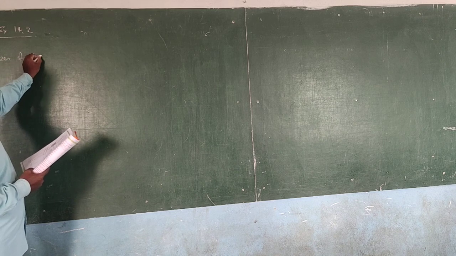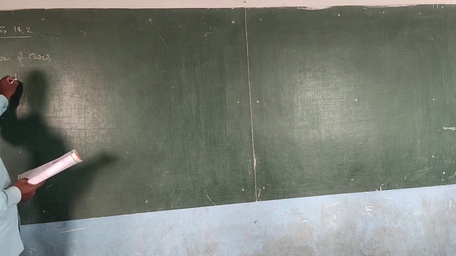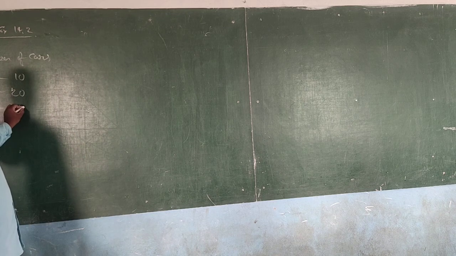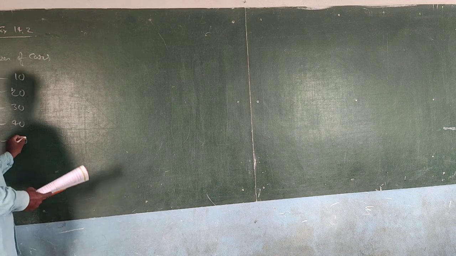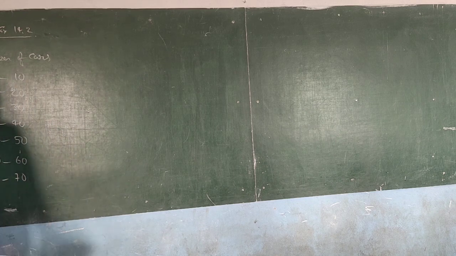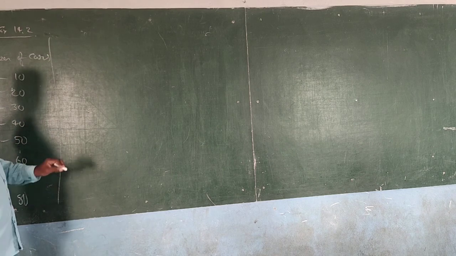Number of cars. Frequency of the class is 0 to 10, 10 to 20, 20 to 30, 30 to 40, 40 to 50, 50 to 60, 60 to 70, 70 to 80. Okay, next, frequency.